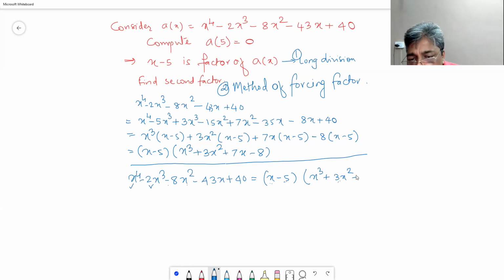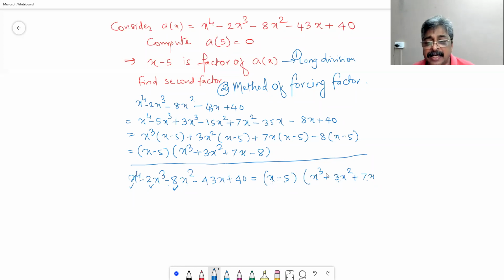Therefore, I will put plus 7x. So this 7x into x is plus 7x square, plus 3x square into minus 5, that is minus 15x square, add up to minus 8. Third term is done. But in the process, I have generated 7 into minus 5, minus 35x. But I wanted minus 43x.